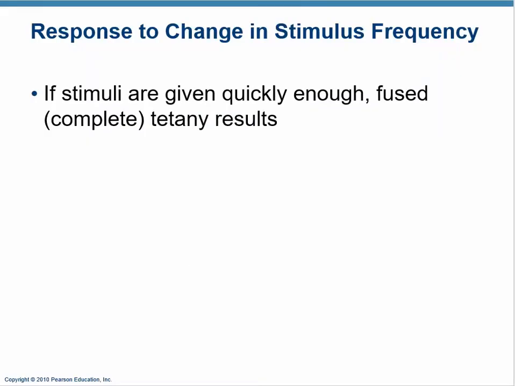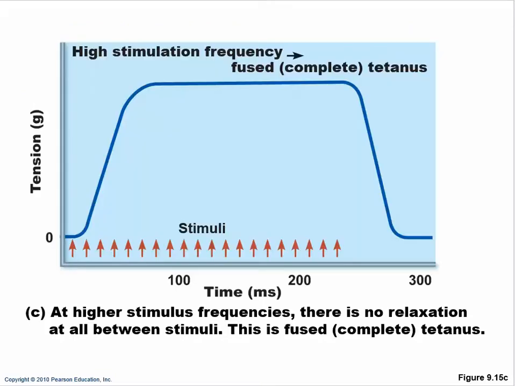If the stimuli happen during the period of contraction, no relaxation happens, and what you get is a complete tetanus, a fused tetany. And it ends up looking like this. And you'll see that the frequency of stimuli is much higher, and there is no relaxation between each stimulus. So this muscle is staying contracted for that whole length of time.